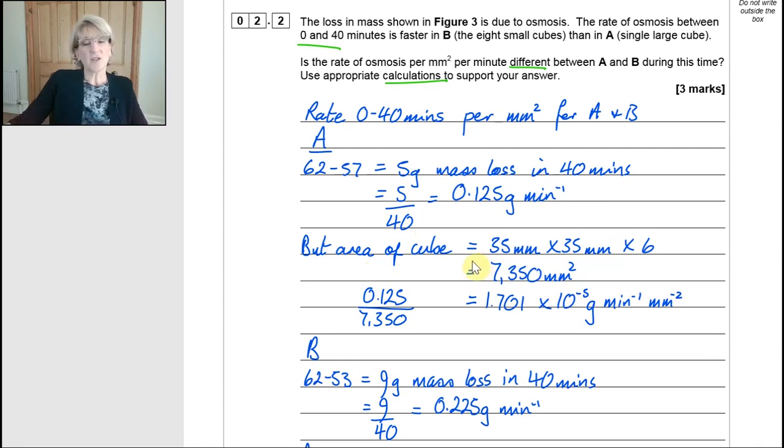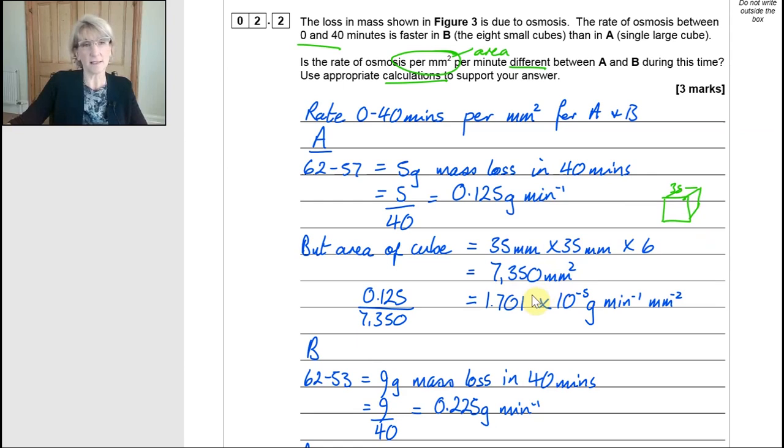But the area of the cube, you then had to take into account that it was per millimetre squared. Now, per millimetre squared, that's area. It's not volume. Volume would be millimetre cubed. It's per area. So we have to calculate the area of cube A, which I have worked out. The area of a cube is the area of one face, which is 35 times 35, because it's 35 millimetres long. But there are 6 faces on a cube, so it's 35 squared times 6.